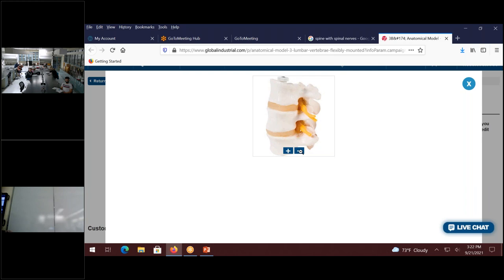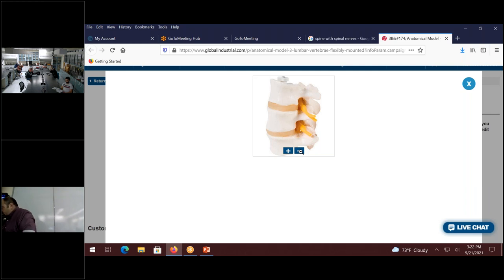But what you're seeing with this model, those of you that are online, and those of you that are here in the classroom, you can see we have a spine with all these yellow structures. These yellow structures are the spinal nerves, okay? So you're seeing those spinal nerves on that image on the board there on the computer. And here in the classroom, this is the model of the spine with its yellow represented spinal nerves, okay?